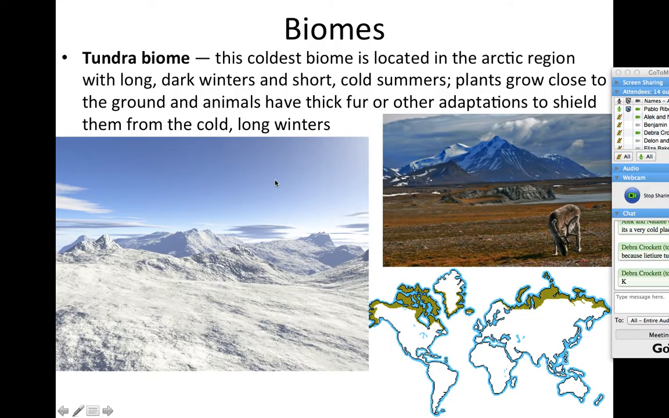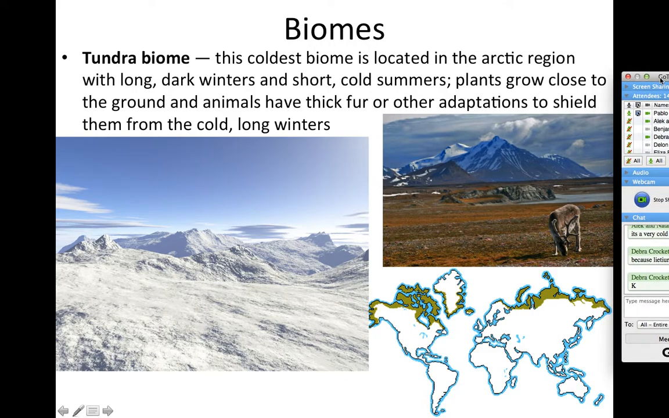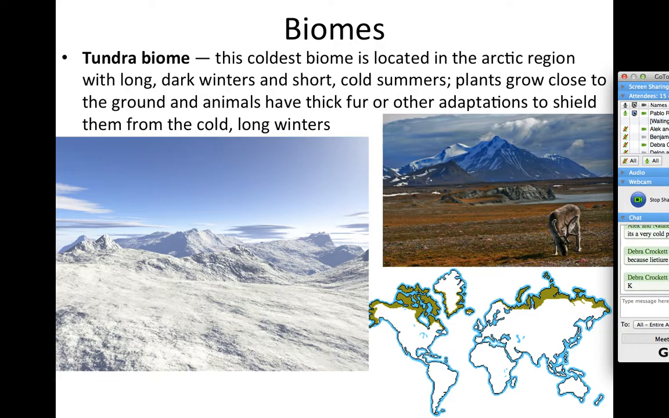All right. So let's start here looking at the tundra biome, and looking at some of the characteristics of that. So we have here in the map where that type of biome is encountered on the north, and it is the coldest. It's located in the Arctic region. It has long, dark winters and very short and cold summers, really.